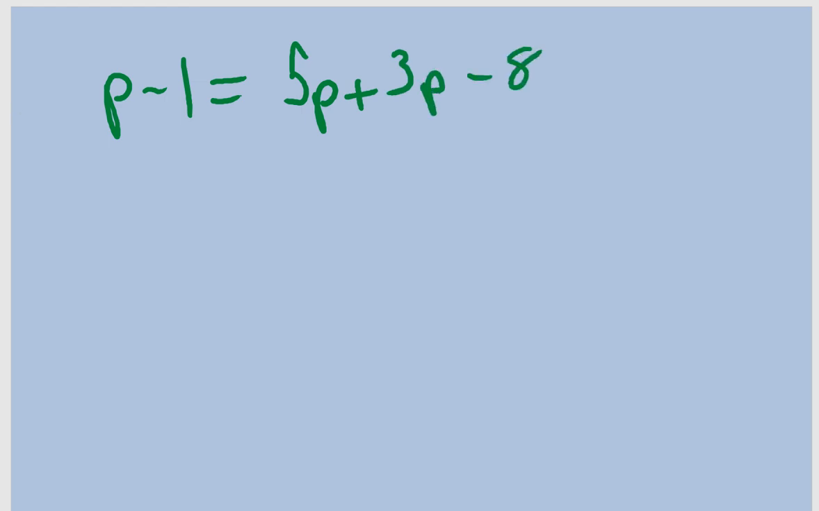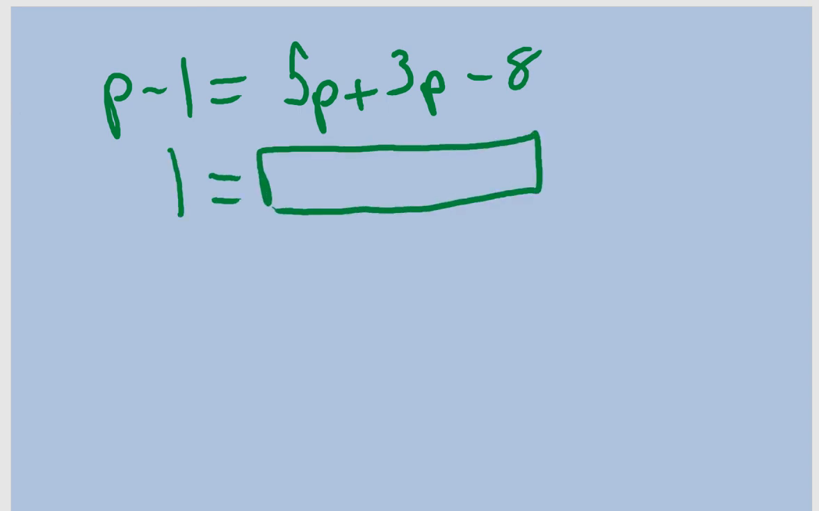Now we're going to have variables on both sides of the equal sign. So let's take this one for example. P minus 1 is equal to 5p plus 3p minus 8. Here we have variables on both sides of the equal sign. We don't have any parentheses, so we're going to move right past step 1 and go into step 2, which is the boxes.